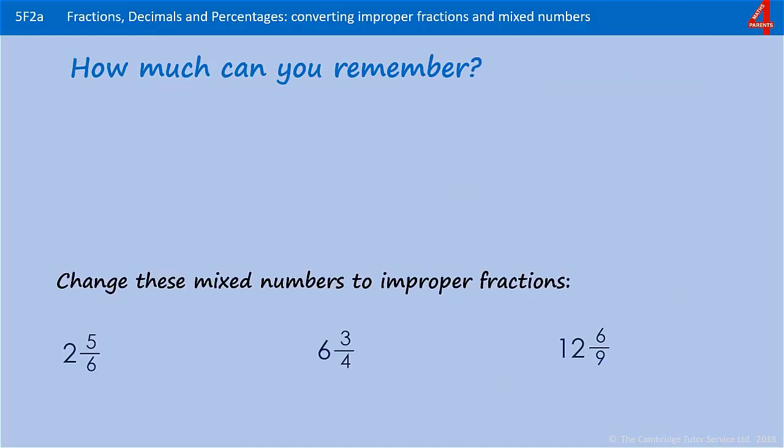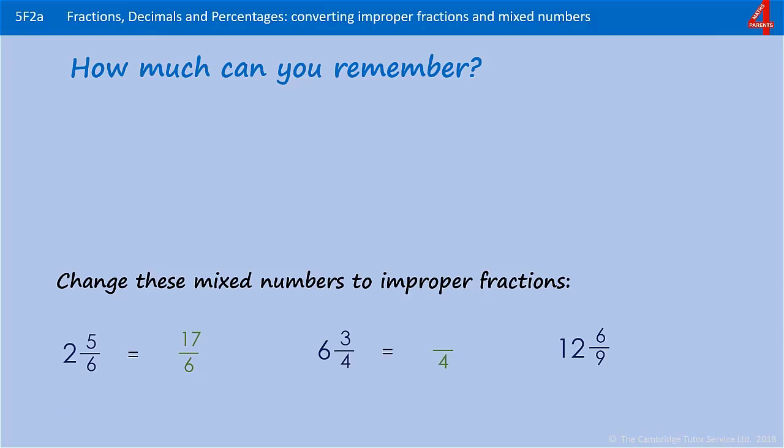See if you can solve these. Pause the video, have a go. Remember, whole number multiplied by denominator, add numerator will tell you how many of the denominators you have. So the first one, how many sixths do we have? 2 times 6 is 12, add 5 is 17, so we have 17 sixths.